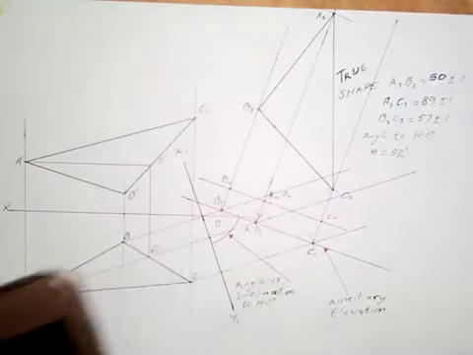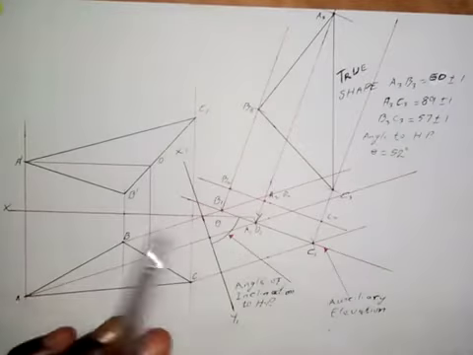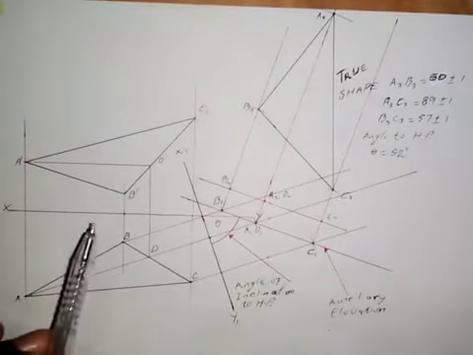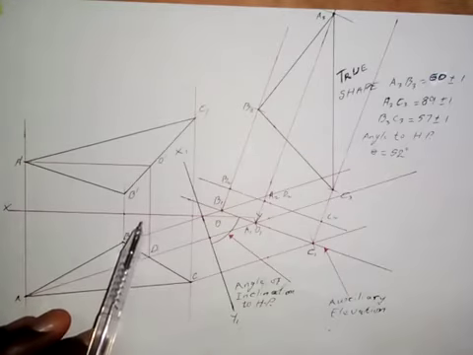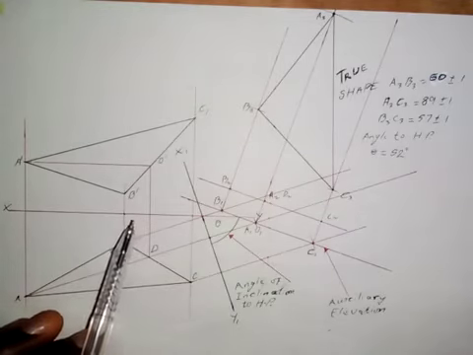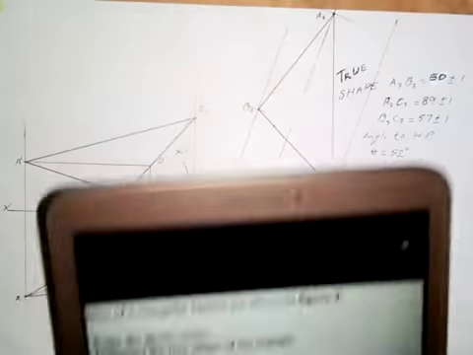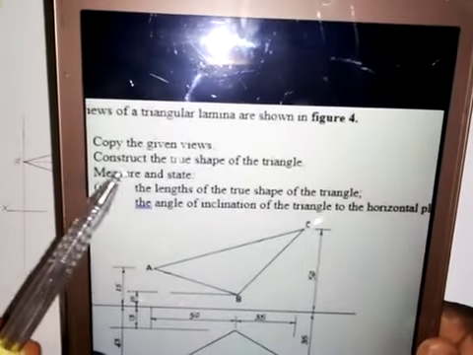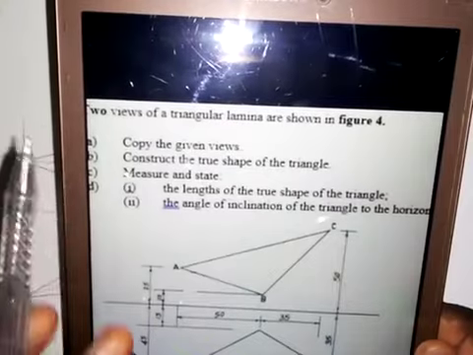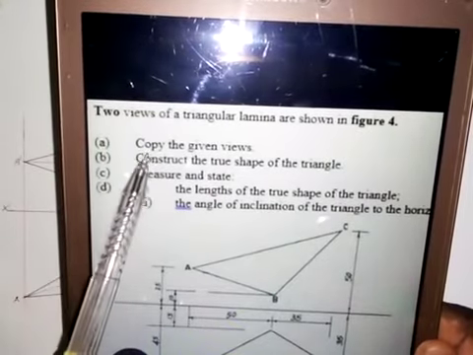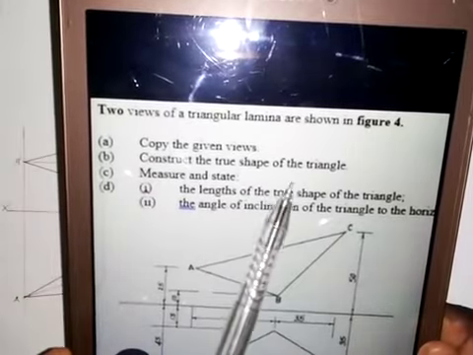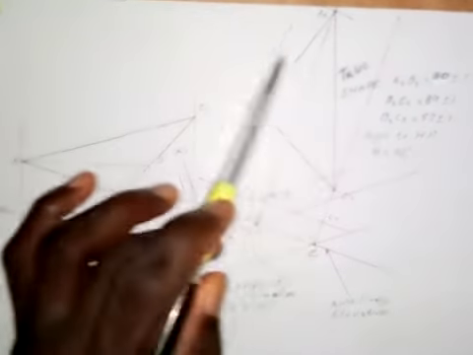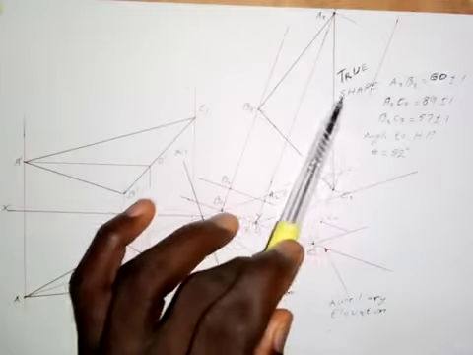All right, so now there's something that I've done while I paused the video. In the question, we are told that after we have drawn the true shape, as instructed for question B, we have question A, that we should copy the given views. So for question B, we have to construct the true shape, which is this, and I've written true shape here.